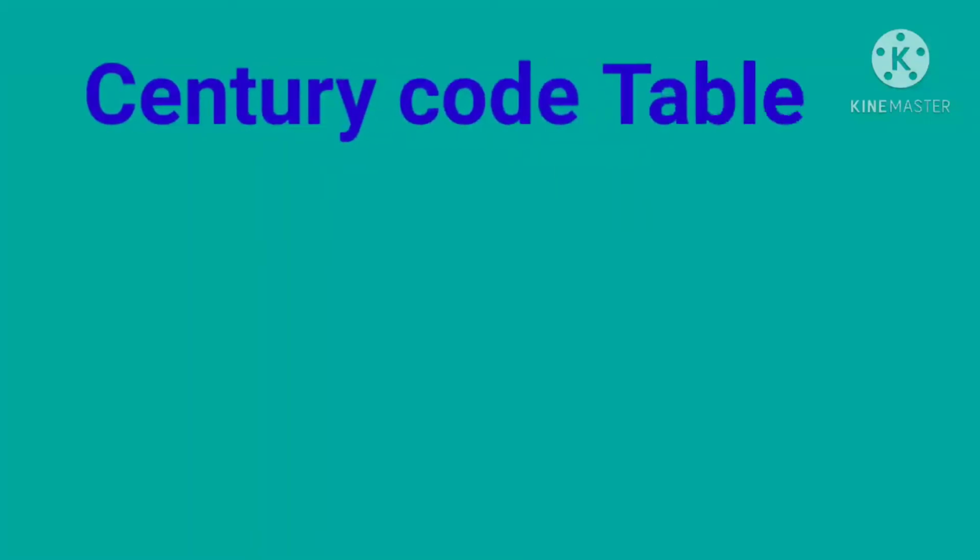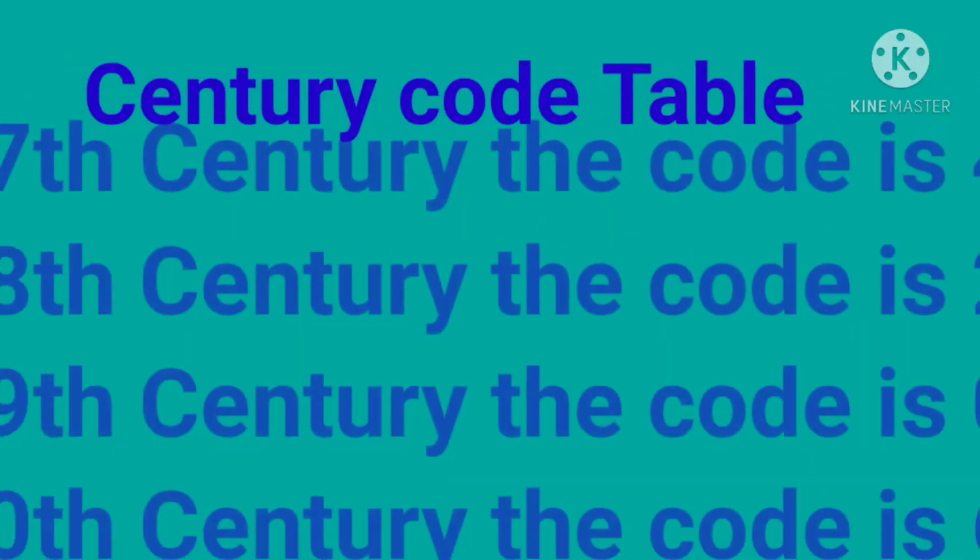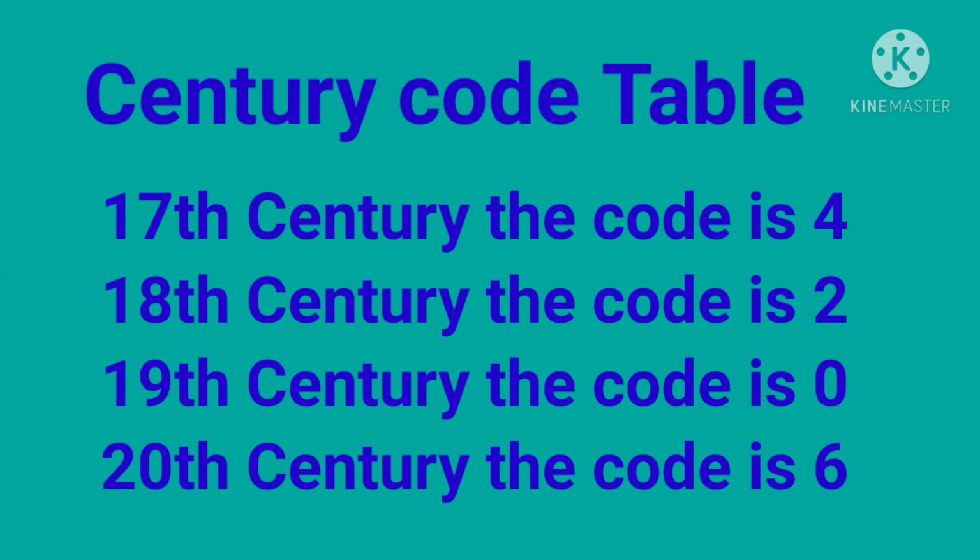First table, century code table. For that, you just remember these four century codes. For the 17th century, the code is 4. For the 18th century, the code is 2. For the 19th century, the code is 0. For the 20th century, the code is 6.